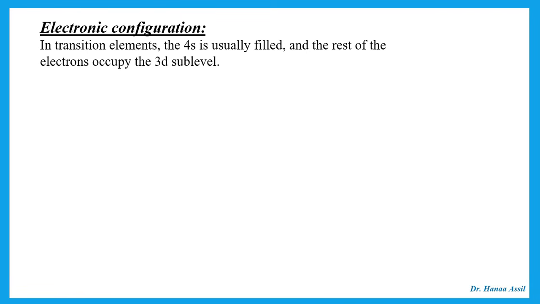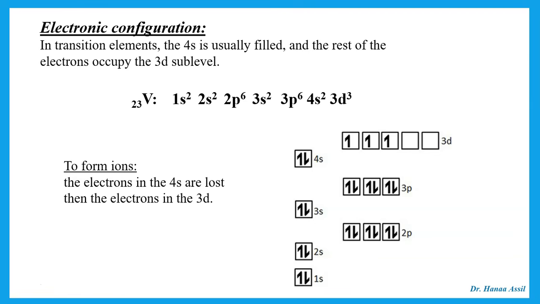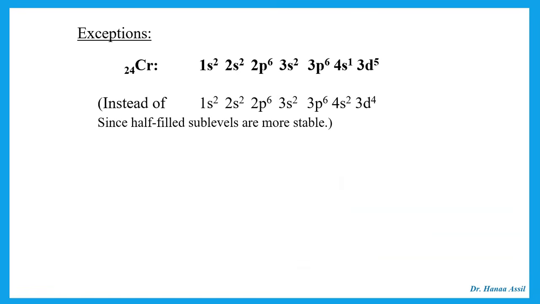How do we write the electronic configuration of transition elements? Of course, we fill the 4s before the 3d. So vanadium, for example, has 23 electrons, atomic number 23. We fill the 4s, and then we put 1 into each of the 3d orbitals before we start to pair them. Then when we try to form ions, we're removing electrons. We start by removing the ones in the 4s. So when filling, we fill the 4s before the 3d. But when removing, we remove from the 4s first.